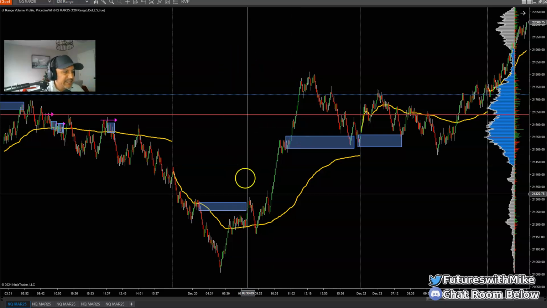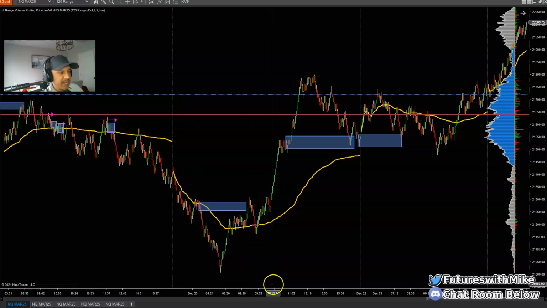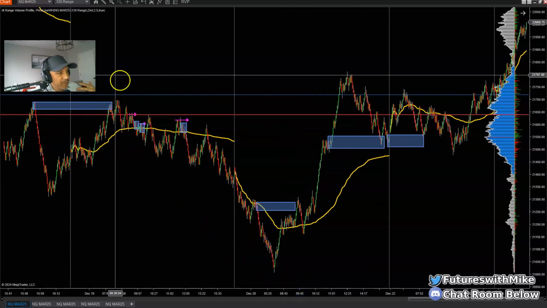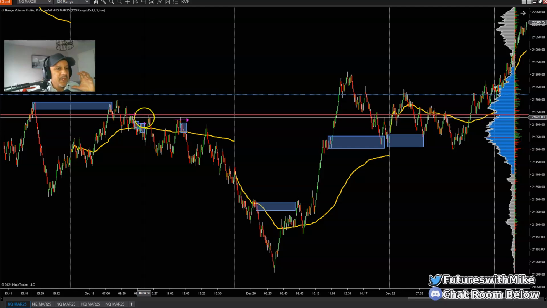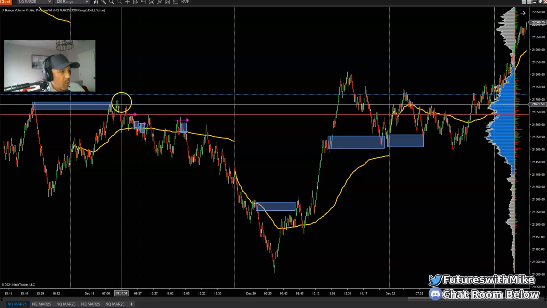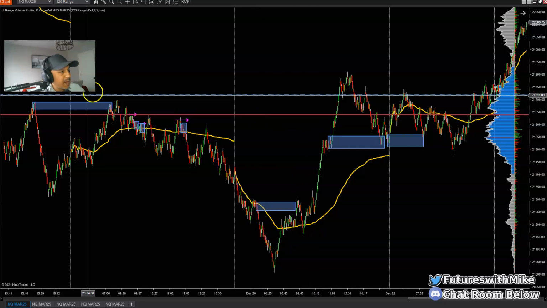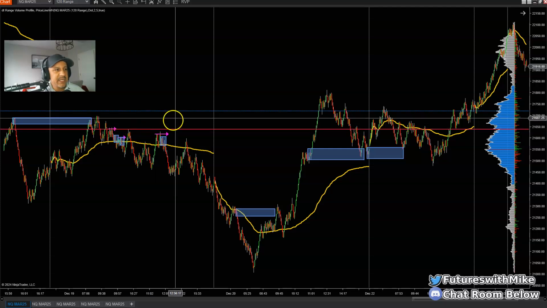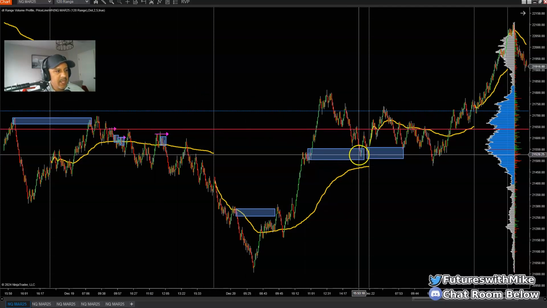Okay, why? Because now we're breaking structure back to the upside, taking out a major, or I'll say a beautiful, area of structure, which was a key area of structure where the market was pushing lower. Now it's pushing back higher, taking out this area of structure to the upside. So when I see things like that, I'm just waiting for a pullback to go long.